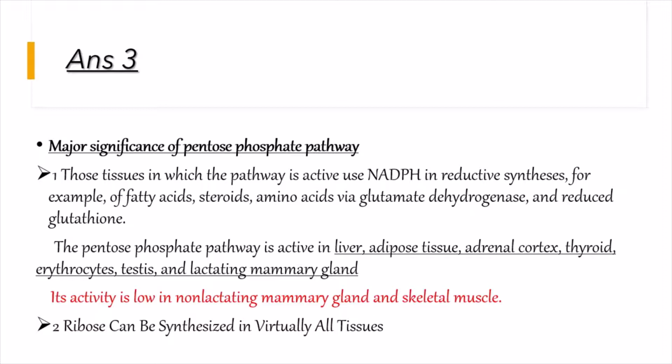Also in those tissues where RBCs can be synthesized. That means virtually in all tissues. Now, it is not necessary to have a completely functioning pentose phosphate pathway for a tissue to synthesize ribose 5-phosphate. Only the non-oxidative reversible half of the HMP shunt can also be active.